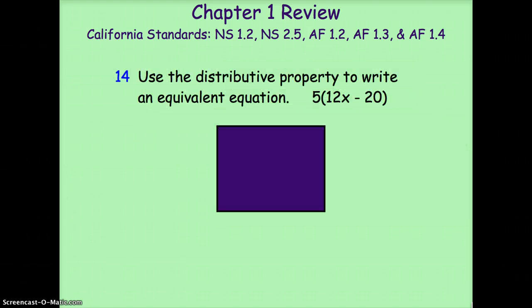Okay, let's try out that distributive property. Use the distributive property to write an equivalent equation. Okay, now notice it doesn't say to solve, it just asks you to write an equivalent equation. So there's 2 ways you can do this. Go ahead and try it out and I'll show you your answers.